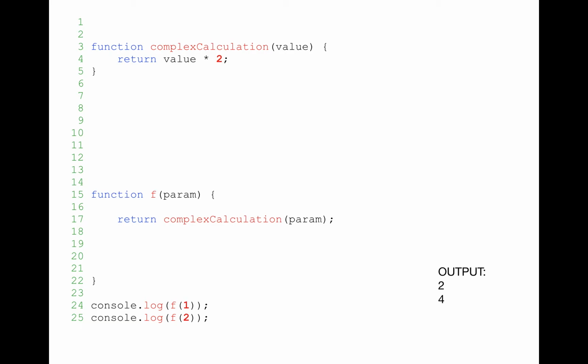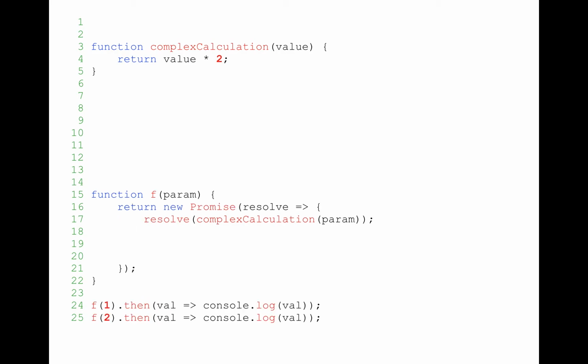Now, let's say that we now want to make the f function asynchronous by introducing a promise. So this is how we need to do it. We're going to create a new promise, and then we're going to call the complex calculation and then resolve the promise. And of course, the way we do the console log is different because we have to use then. The output is still going to be the same, 2 and 4.